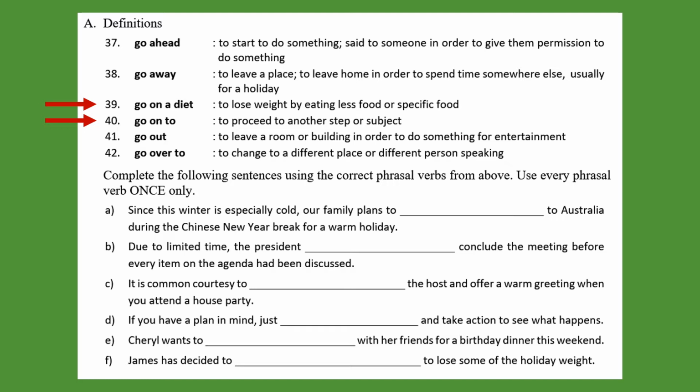So we would say go on a diet, meaning you start a diet, or you go on to the next step. Even we say we go on a journey, meaning we start a journey.